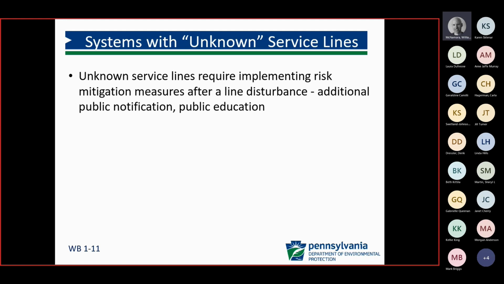Systems with unknown service lines will also require implementing risk mitigation measures after a line disturbance. So that initial additional public notification to that unknown line, if they're in there doing maintenance, replacing the meter, that type of thing, that they need to reduce that level of potential lead source for that homeowner. So flushing and so forth.